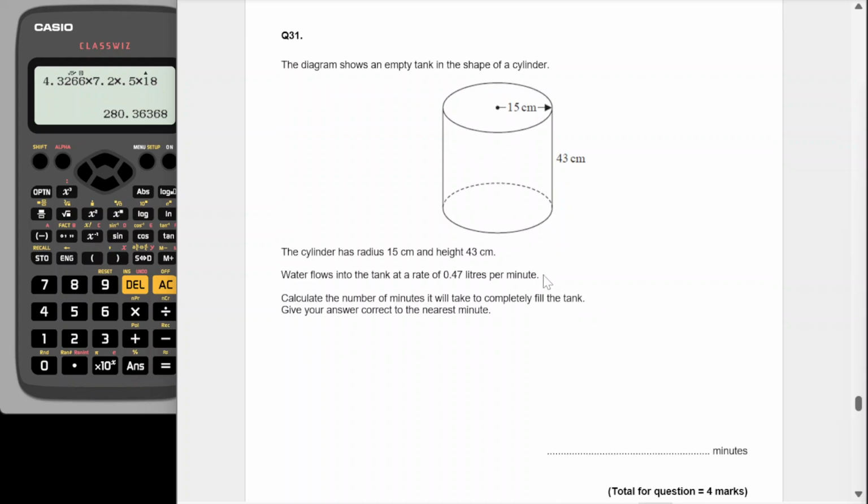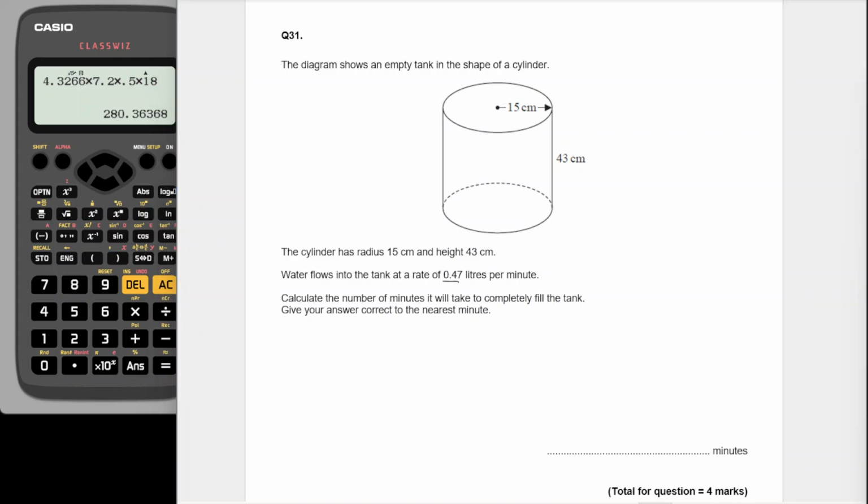Right, question 31. The diagram shows an empty tank in the shape of a cylinder. The cylinder has a radius of 15 centimetres and a height of 43. Water flows into the tank at a rate of 0.43 litres per minute. Calculate the number of minutes it will take to completely fill the tank. Give your answer correct to the nearest minute.